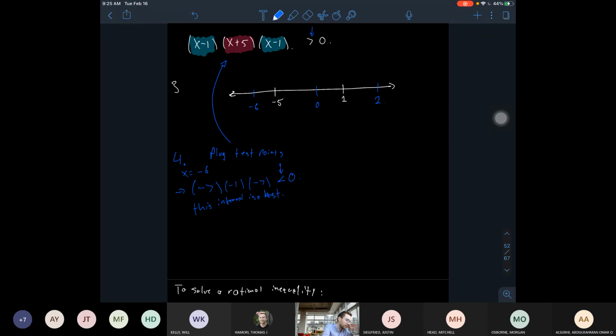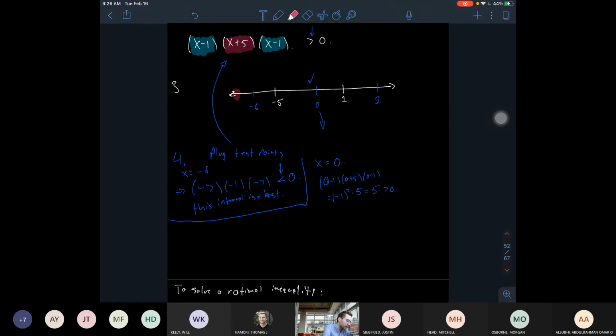Now let's try x equals positive 1. Why don't I just do it to the right? x equals 1. Well, we would get 1 minus 1. Sorry, what am I doing? I need to be trying x equals 0. Okay, next 0. So we would get 0 minus 1 times 0 plus 5 times 0 minus 1, which is equal to negative 1 squared times 5, which is equal to 5, which is larger than 0. So this interval here is going to be good.